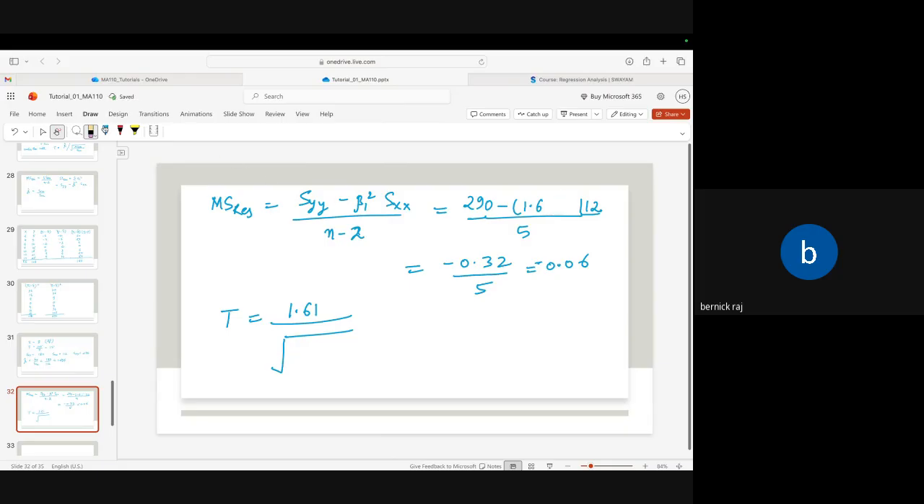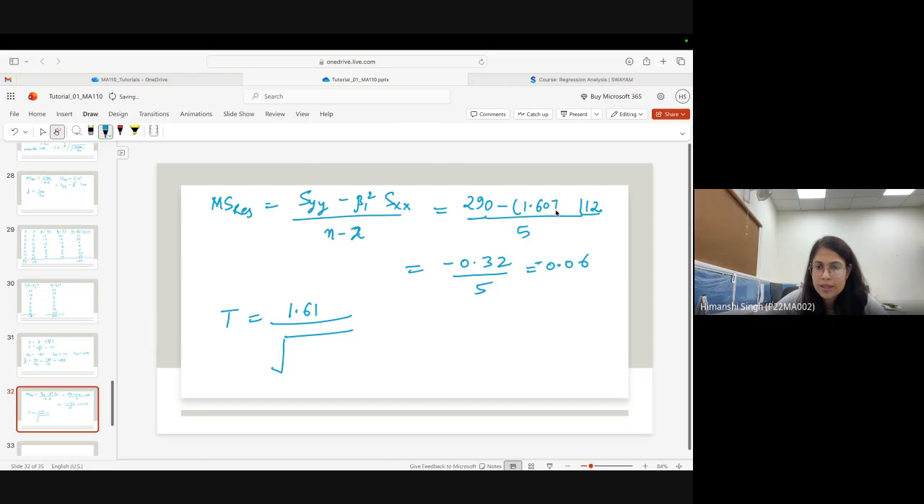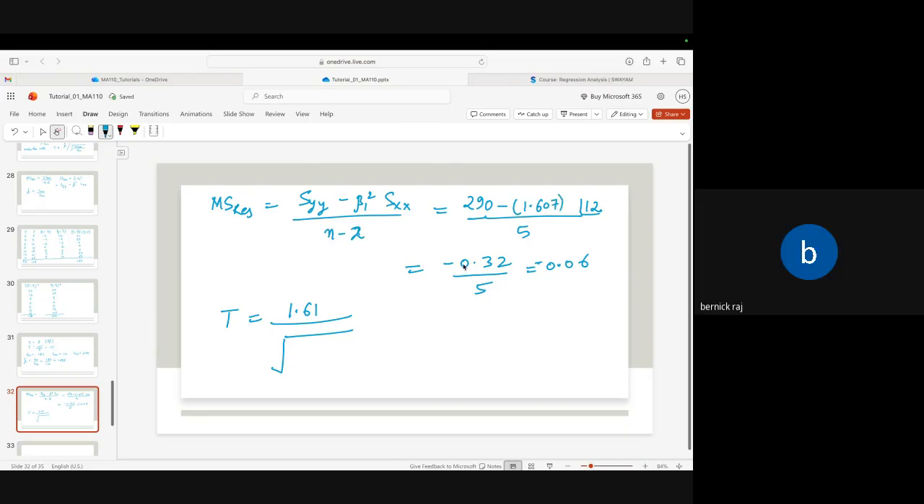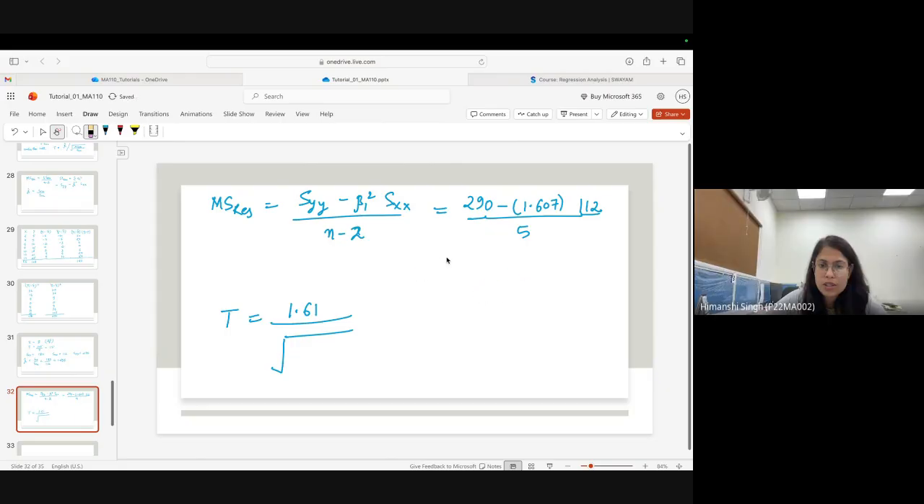Up to 3 decimal places take, and do not round off, just take 1.607. Okay, so it will be different, because in the square root it will not be negative. So what it will be: 1.607 multiplied by 112.